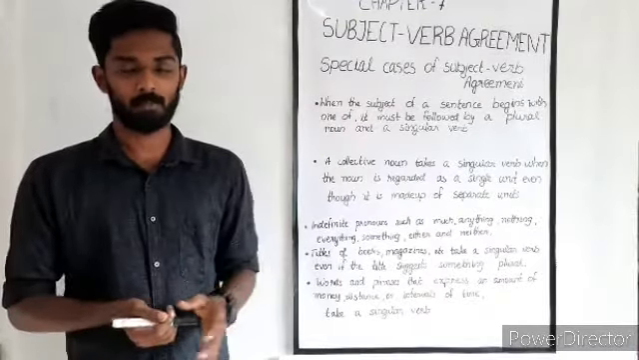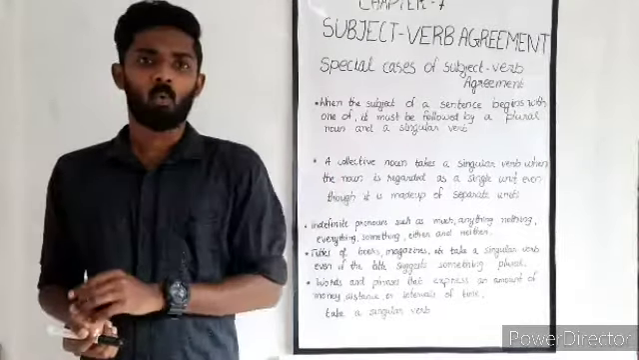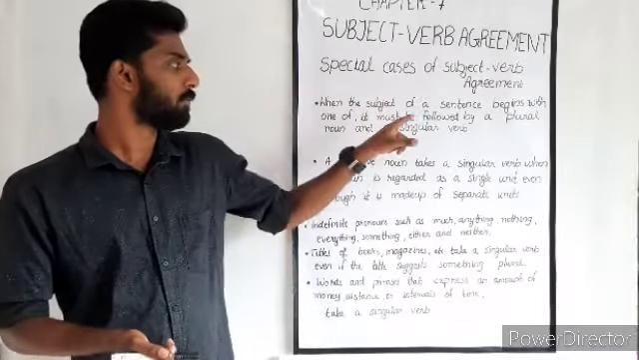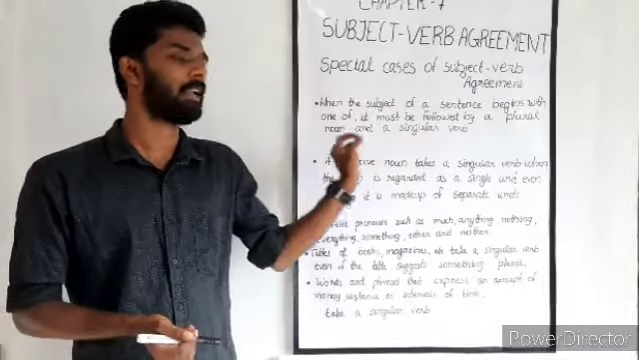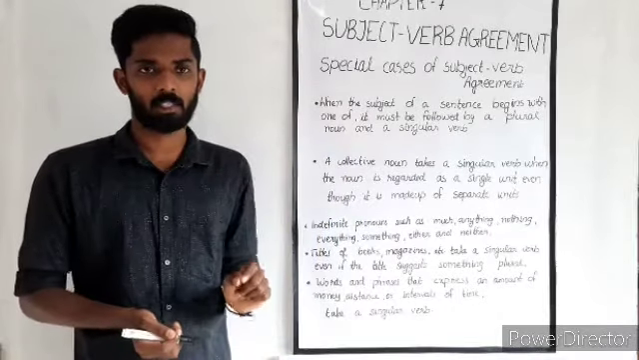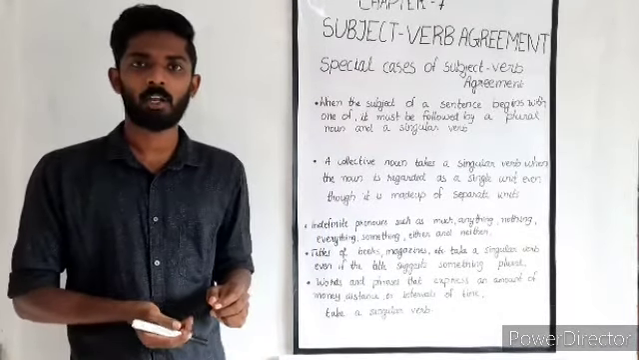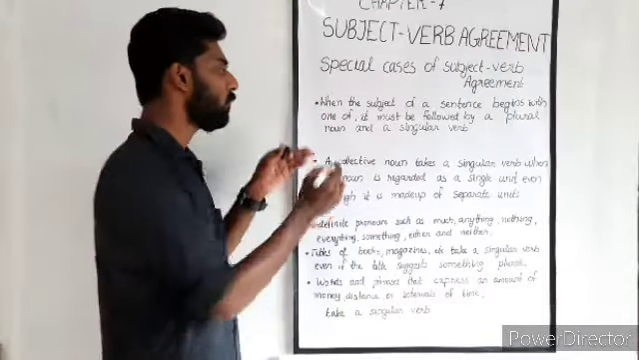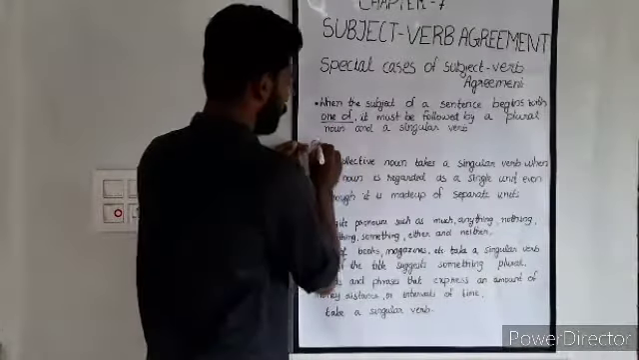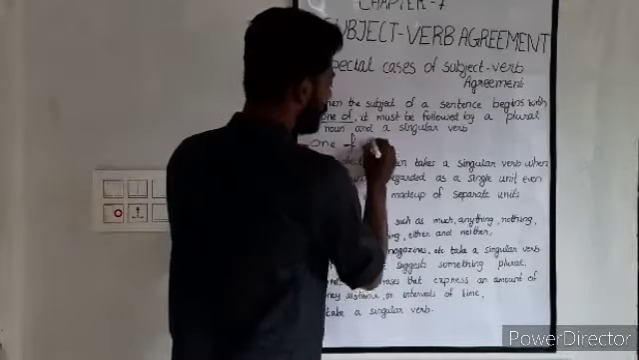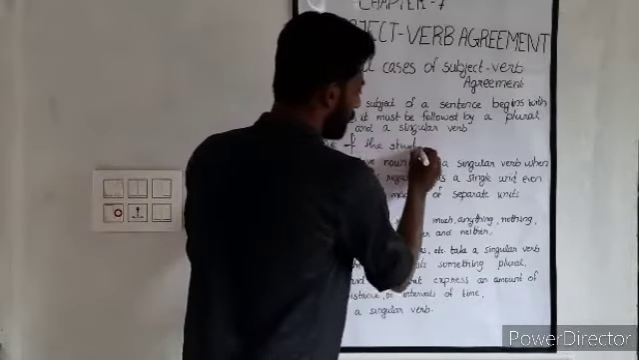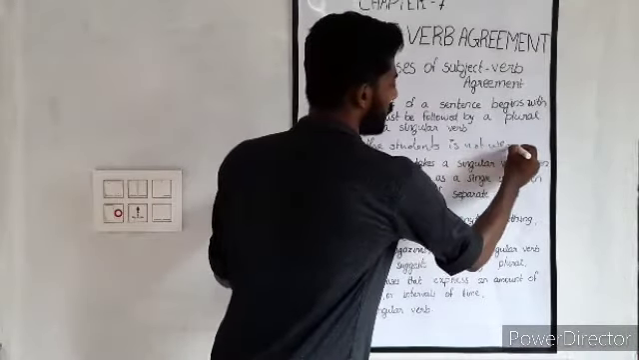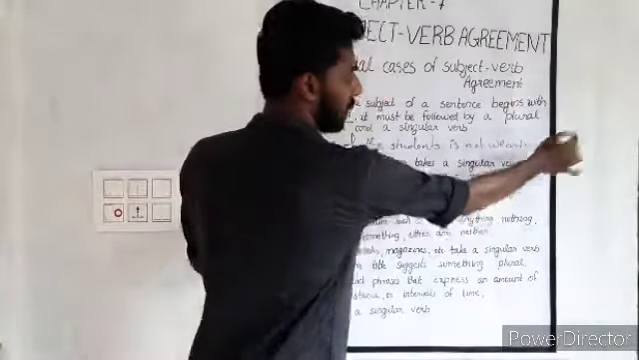the subject-verb agreement. In the beginning, when the subject of a sentence begins with one of, it must be followed by a plural noun and a singular verb. For example, one of the students is not wearing proper uniform. In the sense, here the word one of is used, as in one of the students is not wearing the uniform properly. So the rest will be there.